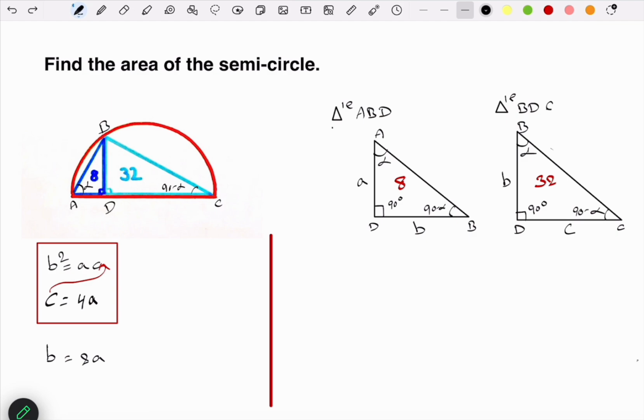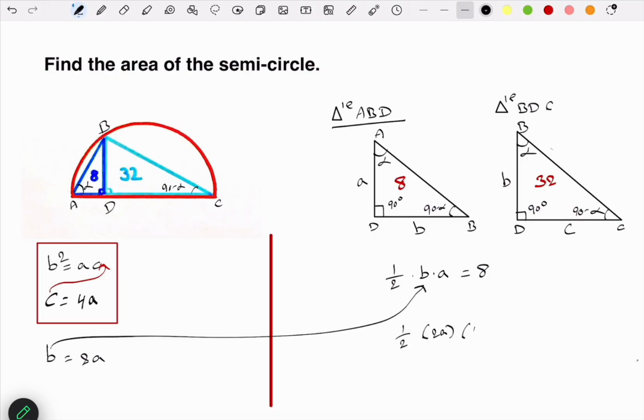Consider the triangle ABD one more time. The area formula for this triangle is half times base times height, which is equal to 8. From our third finding, which is B is equal to 2A, we can write half times 2A times A is equal to 8. So if the 2 in both numerator and denominator cancel together, A square is equal to 8. This is our fourth finding. So A square is equal to 8.